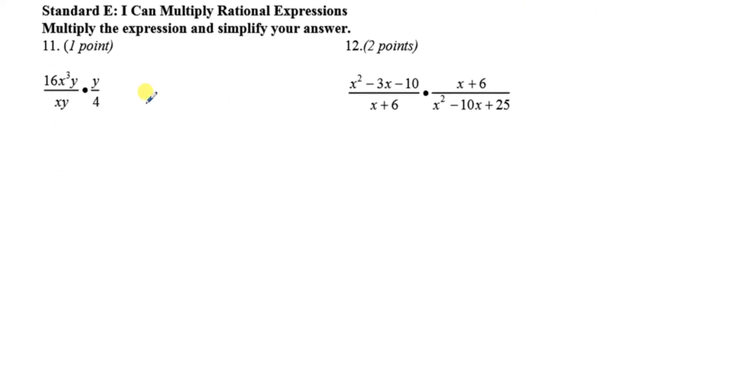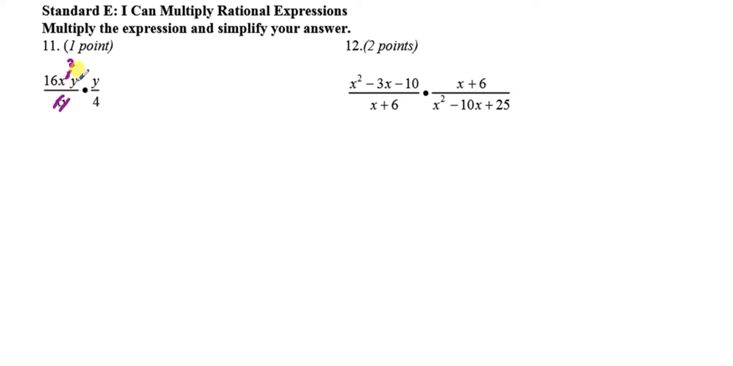Some people have a harder time with the kind of problem I just did. These are easier once you get used to them, I think. There's 3 x's on the top. X times x times x is x to the third, and there's an x on the bottom. So I can cancel that x and take that third and make it a squared. So that gets rid of one of the x's.